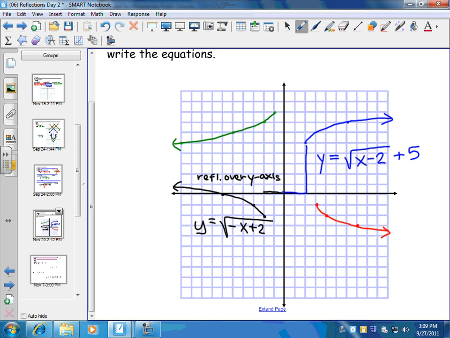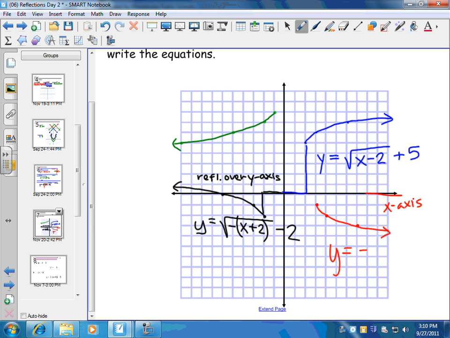Like I said before, that negative's only applied to the x. I need to make sure I put parentheses around it so it's applied to everything underneath there. Last part is I went down 2, so I'm going to subtract 2 on the outside there. Alright, let's move on to the red graph. On the red graph, what happened is it was reflected, it looks like, over the x-axis.